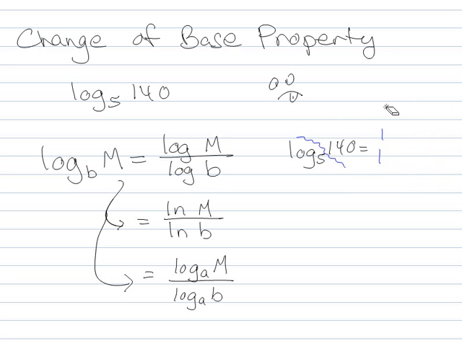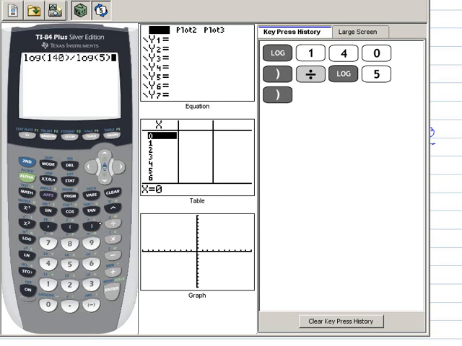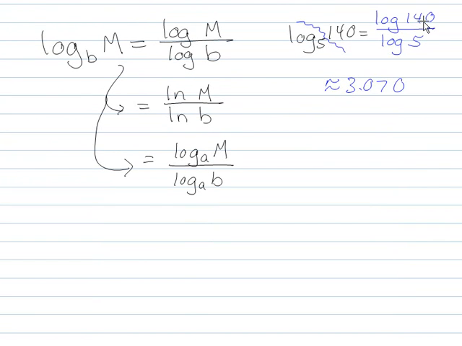But anyway, let's say that log base 5 of 140 is the same thing as log of 140 over log of 5. So you can go over here to your calculator and test it out. I say, okay, log of 140 divided by log of 5. I get 3.070. So it equals about 3.070.